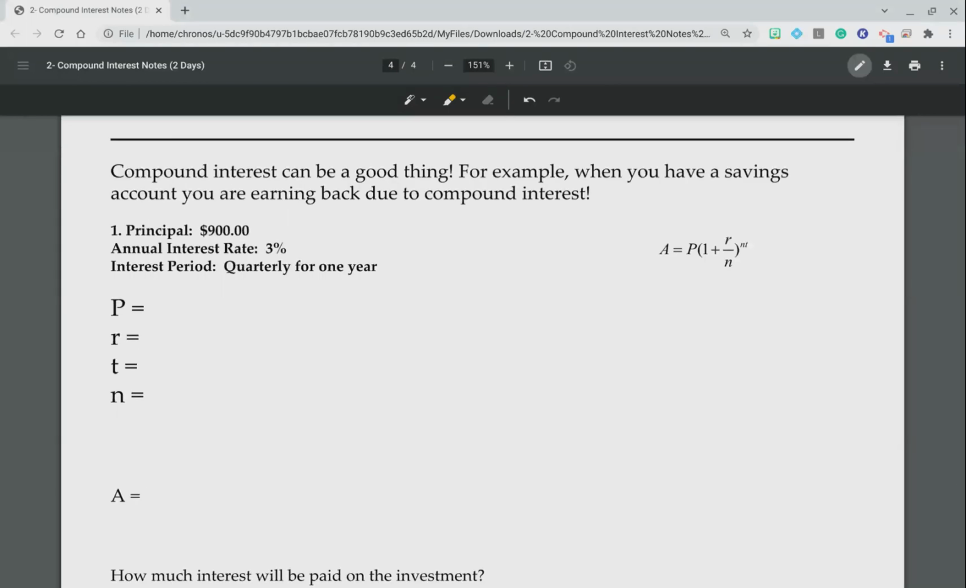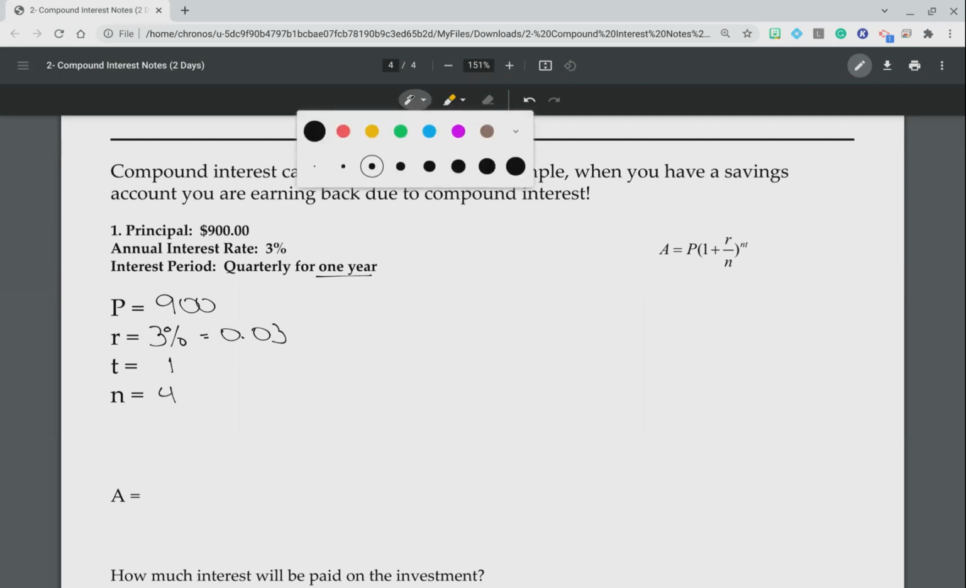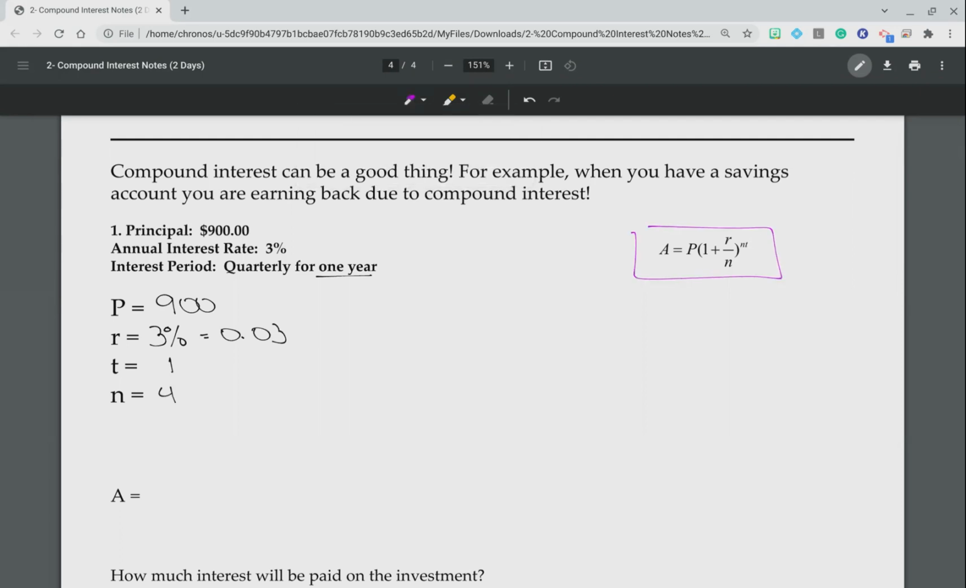All right, so we are told that our principal is $900 and our annual interest rate is 3%. But remember, we're going to change that to a decimal, 0.03. Our time is 1 year and our interest is compounded quarterly. So remember, compounded quarterly is 4. All right, here is our compound interest formula. So let's plug it in.